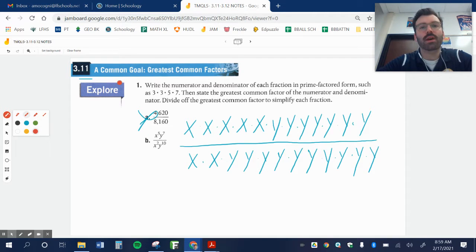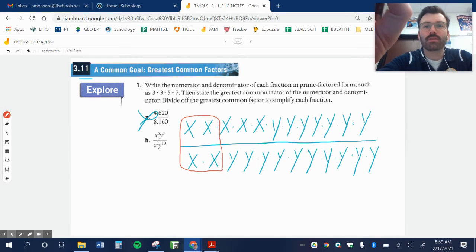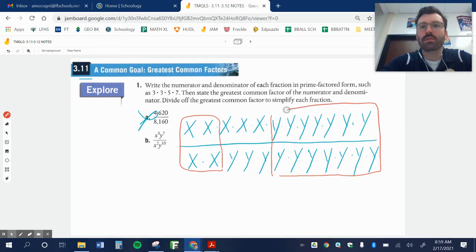So what I want you to do now is circle what they have in common. The top and the bottom both have 2 x's in common, right? And then there are 7 y's in common. See that there's that overlap there. You can just really see it by looking at the original, but the visual representation is good too.